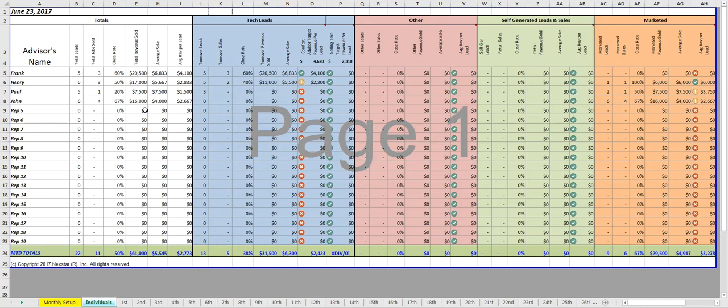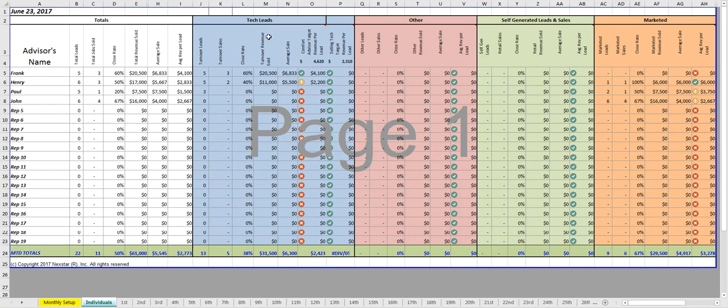Alright, so if you look here, here's our guys. This is our guys' totals. So Frank has ran 5 leads, closed 3 for 60%. Here's his revenue. Here's his average sale. Here's his average dispatch. Here's a breakdown of the buckets.